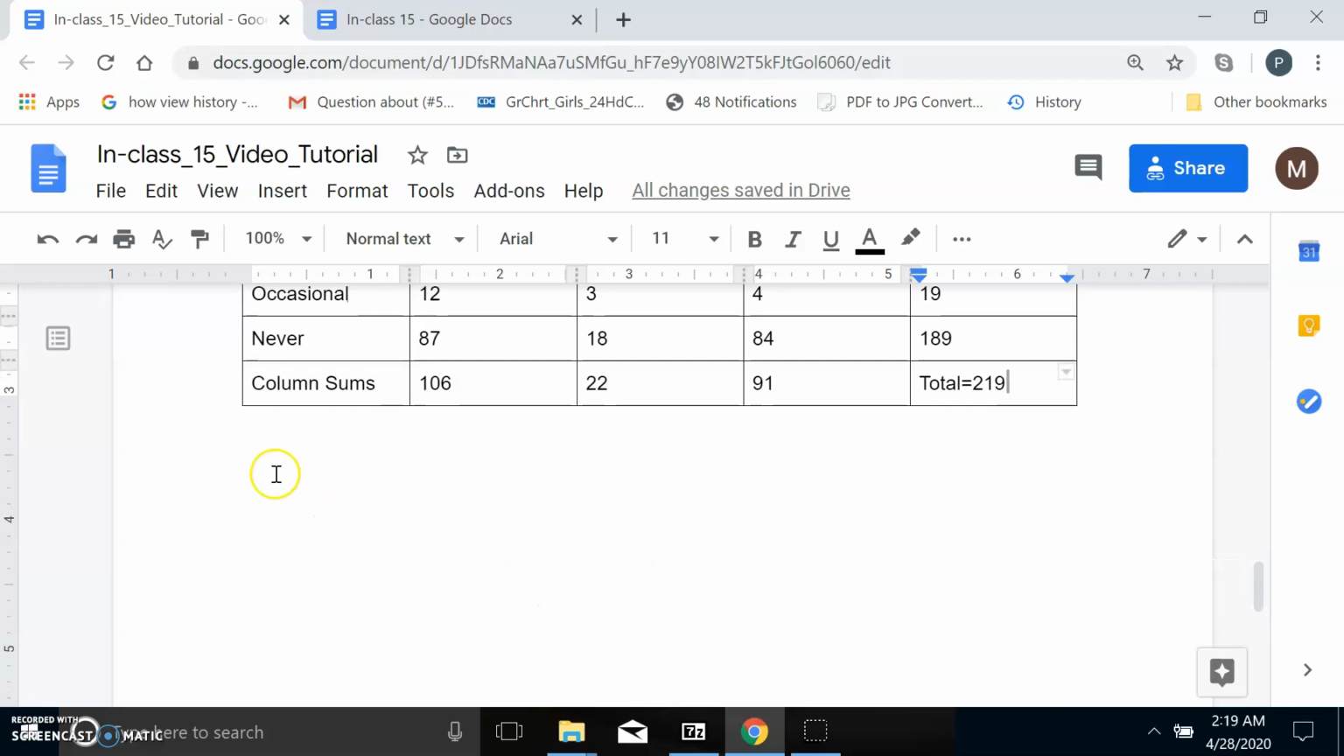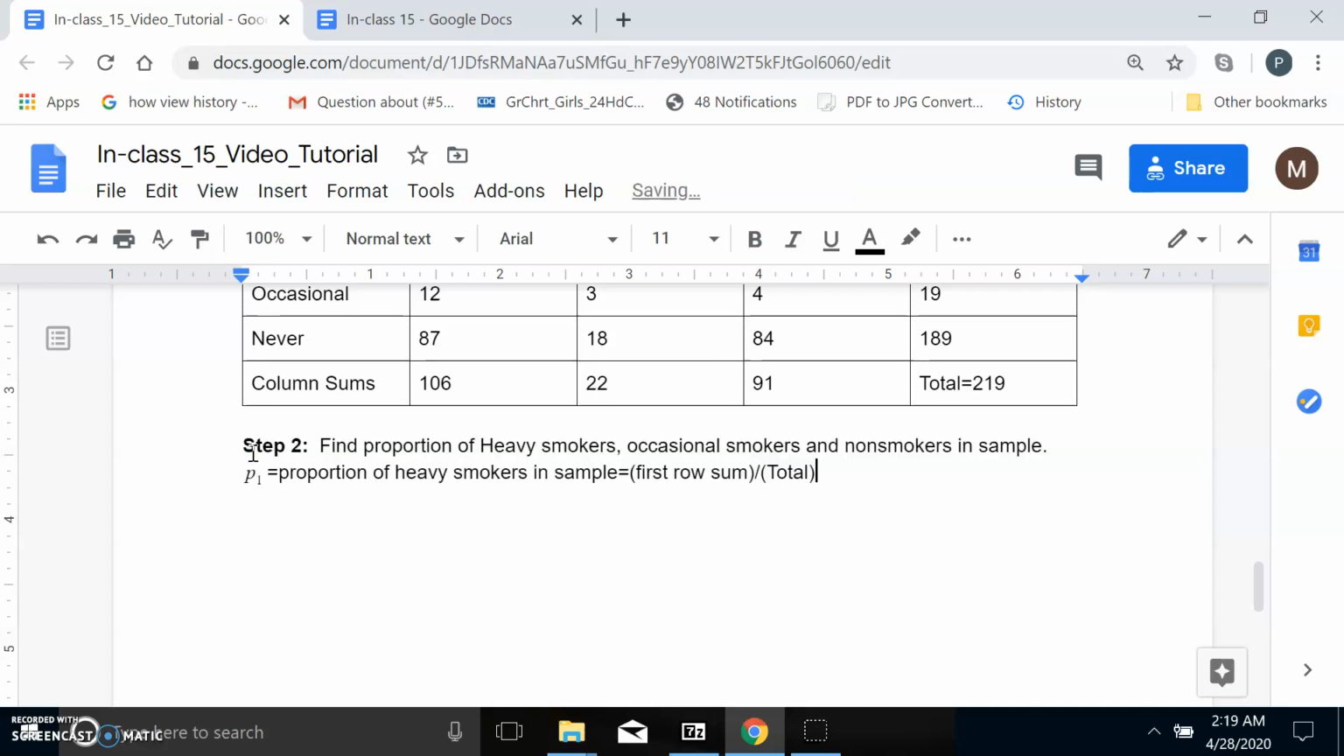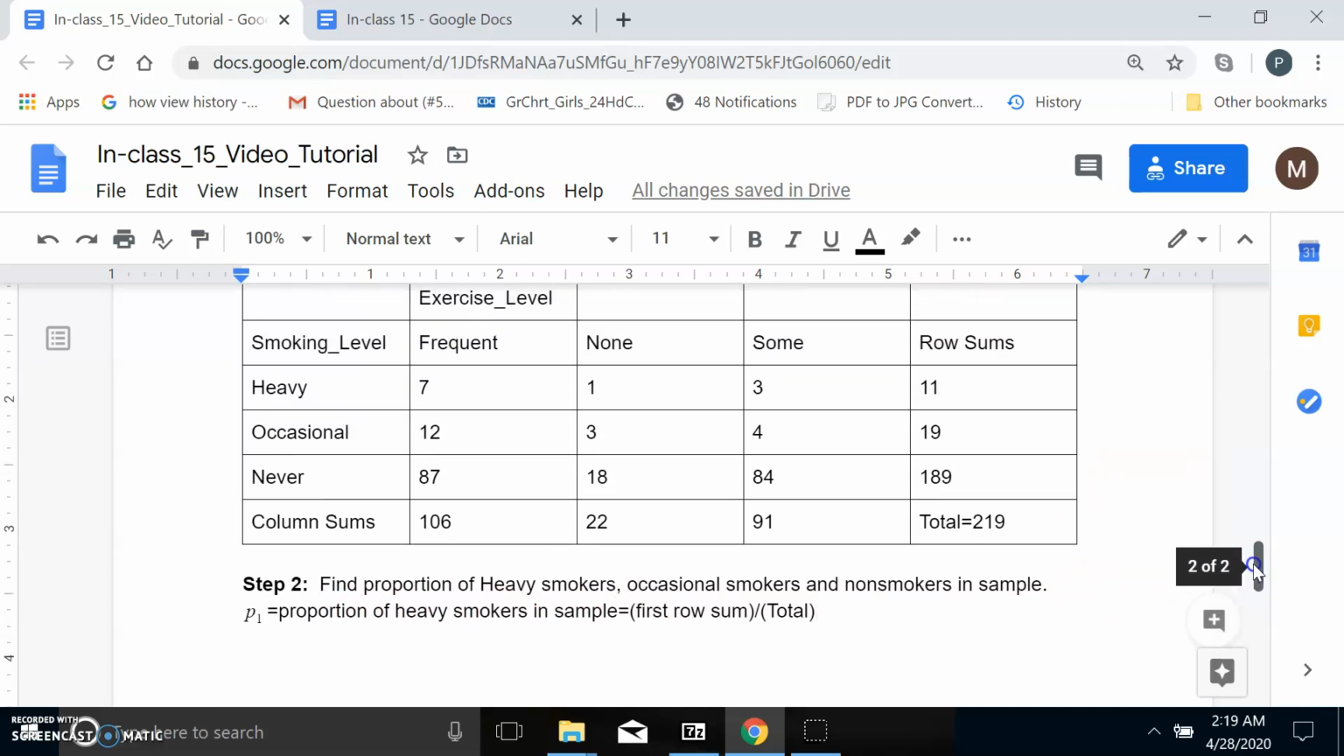Let's go on to step 2 now. Okay, so step 2, find the proportion of heavy smokers, occasional smokers, and non-smokers in the sample. So P1 would be the proportion of heavy smokers in the sample. So heavy smokers, we'll look up here. It looks like it'd be this one here, 11. That's adding up all the heavy smokers, so you get 11 out of 219. Putting this in your calculator and rounding to 2 decimal places, 0.05.